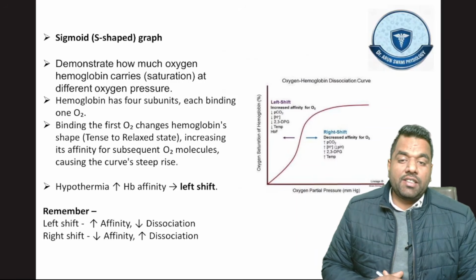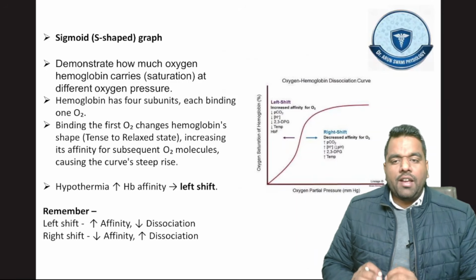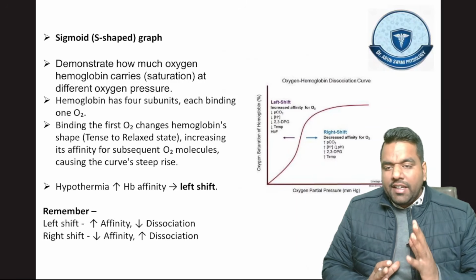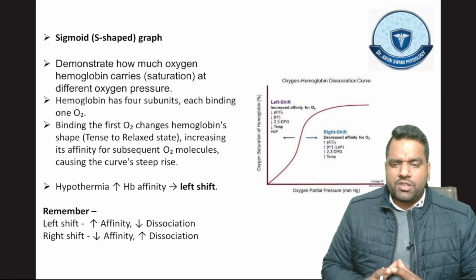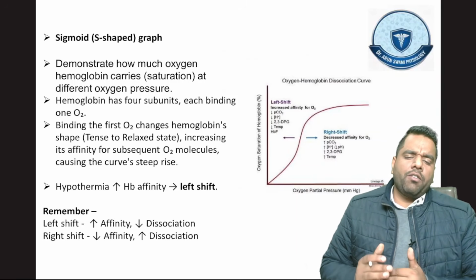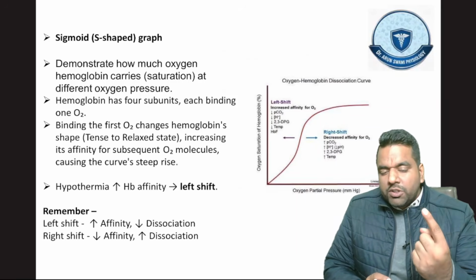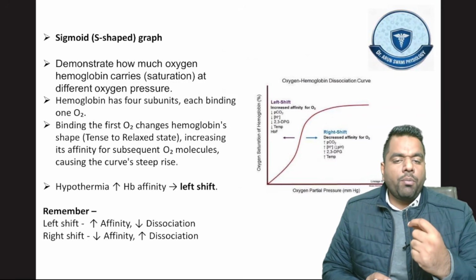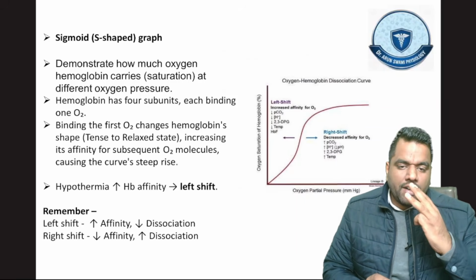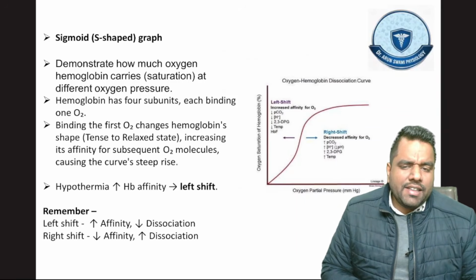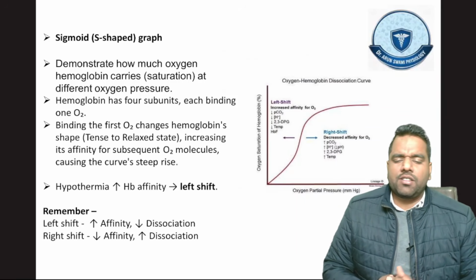Binding the first oxygen changes the hemoglobin shape, from the tense to the relaxed state, increasing its affinity for the subsequent oxygen molecule, and leading this curve to go into a steep rise like this. So the first molecule binds with the hemoglobin with lots of effort, but the remaining 3 molecules can bind very easily. Hypothermia increases the hemoglobin affinity and causes the left shift.